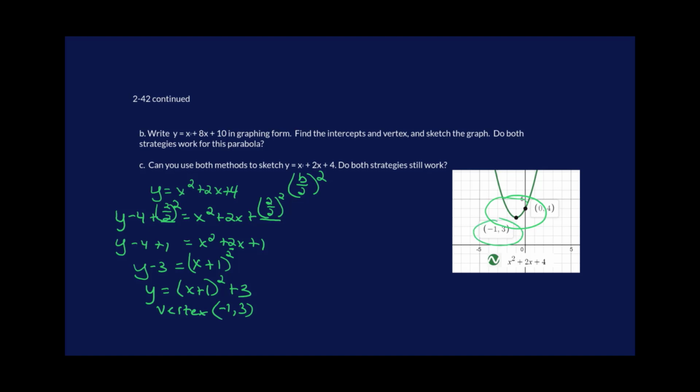Okay, we don't have any x-intercepts, but we do have a y-intercept, which we can also prove, which is 0 squared plus 2 times 0 plus 4. It means y equals 4. So our y-intercept is (0, 4). Okay, and that pretty much tells you that both strategies do not work on this one either. So hopefully that helps, and we'll now move on to D.